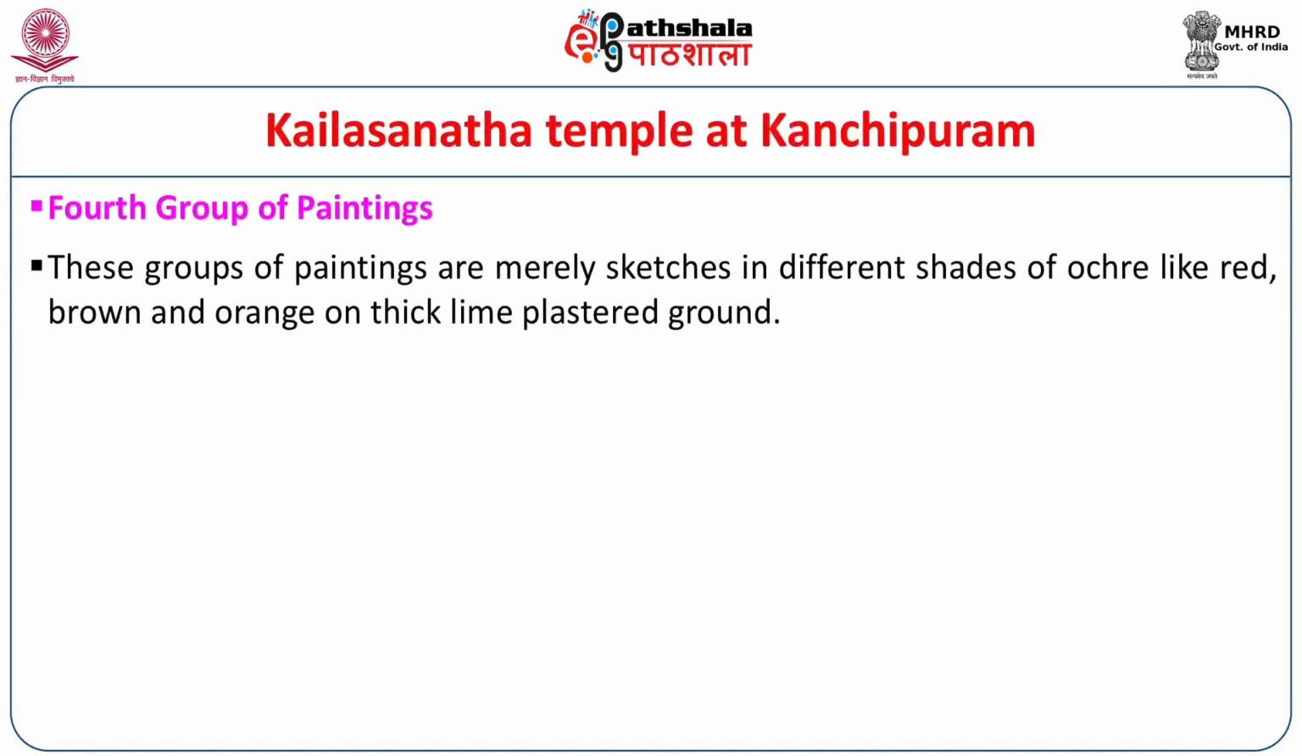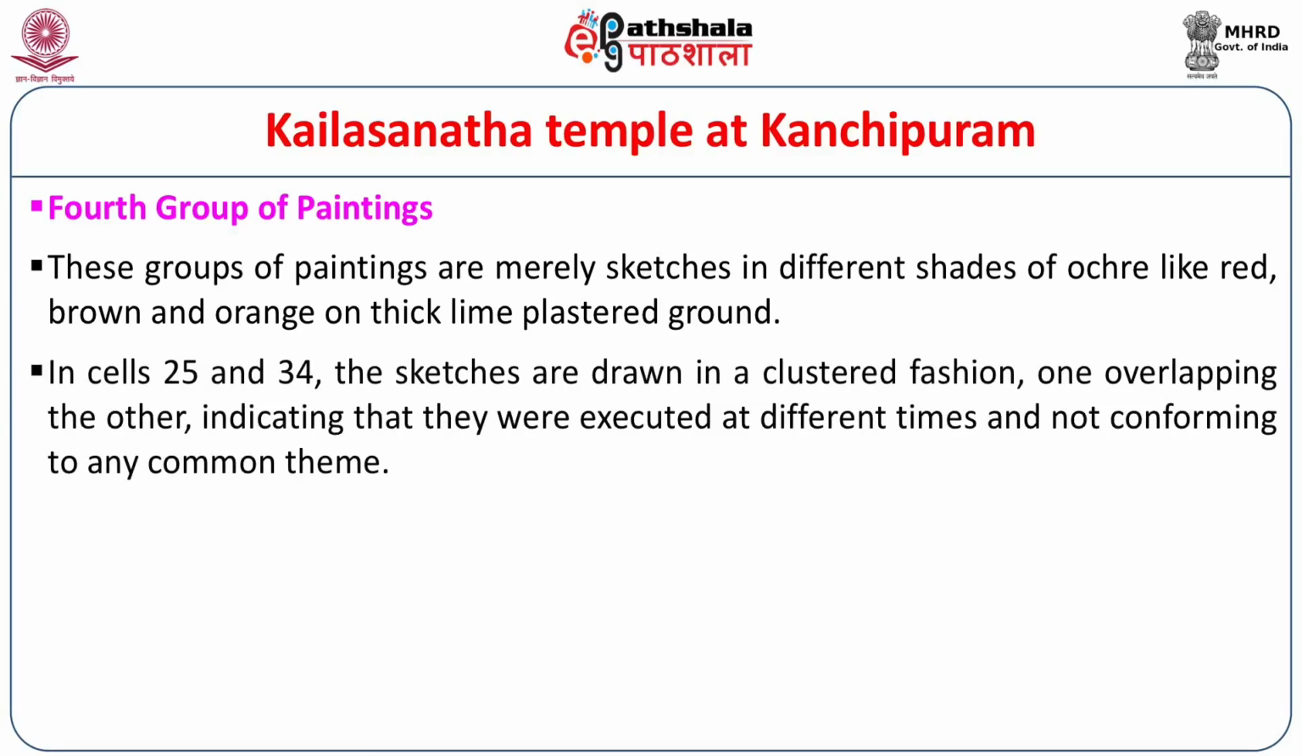In the same way, the fourth group of paintings are merely sketches in different shades of ochre, like red, brown, and orange, on thick lime plastered ground. In cells 25 and 34, the sketches are drawn in a clustered fashion, one overlapping the other, indicating that they were executed at different times and not conforming to any common theme.